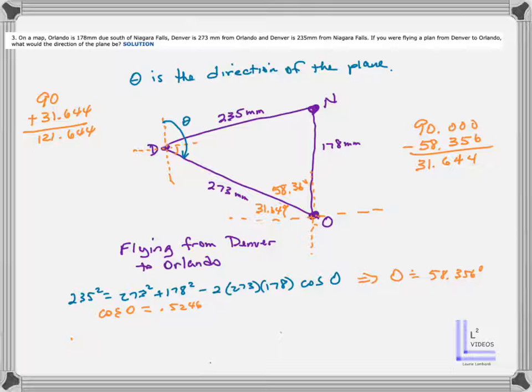So what I did is I came down here. We found angle O. I drew a coordinate axis at angle O, and I know because Orlando is due south of Niagara Falls, it said in the problem, that is a right angle there, so therefore I know that this angle right here is 31.64 degrees approximately.